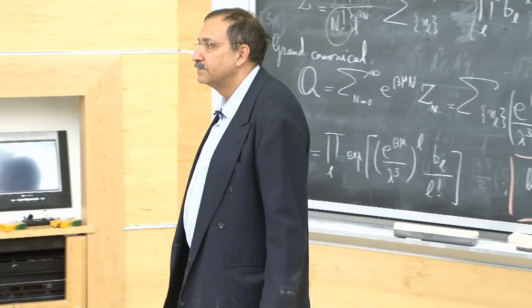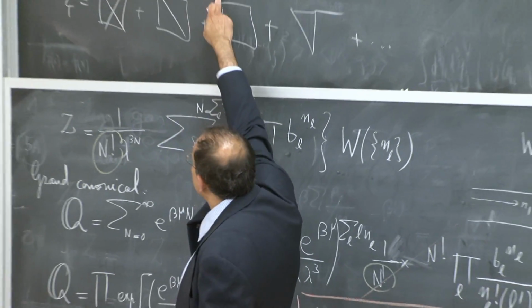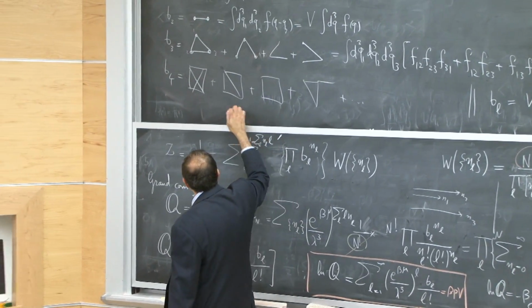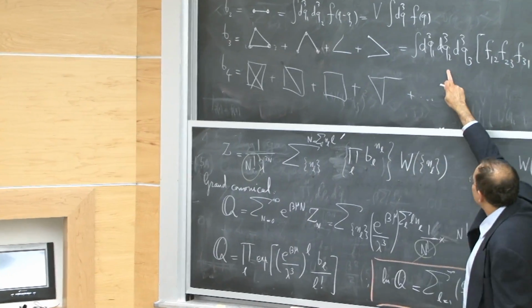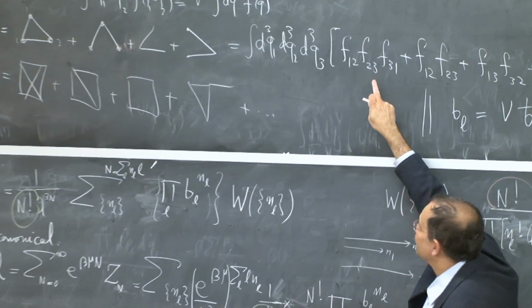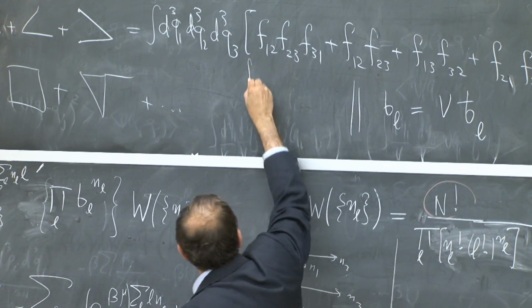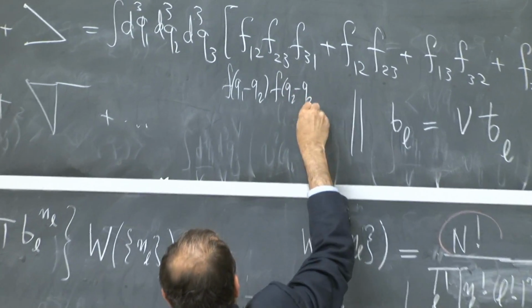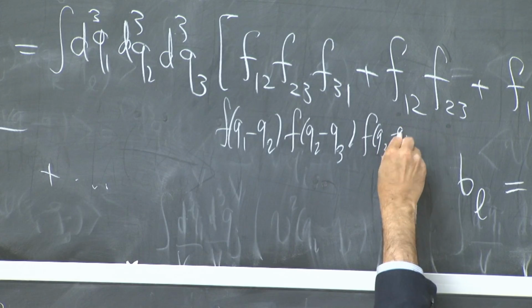Yes. You told us that all of these terms have one free integral variable, but they don't actually. Look at B3, for example. The first term, the closed term, for example, that triangle doesn't have a free variable. Okay, so the triangle, I have it here: integral dq1, dq2, dq3, f12, f23, f31. So let's write it explicitly. It is f of q1 minus q2, f of q2 minus q3, f of q3 minus q1.